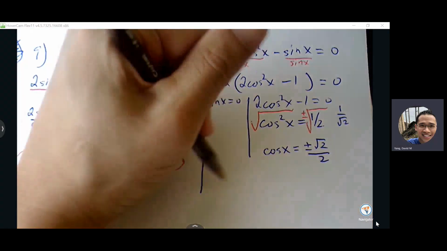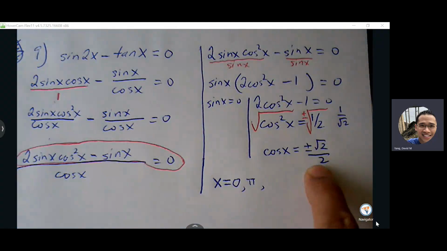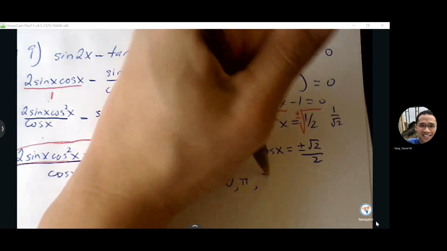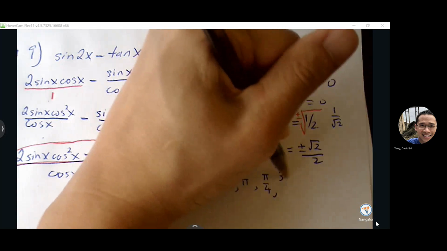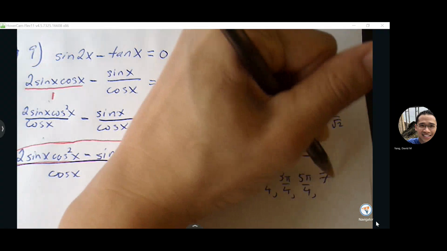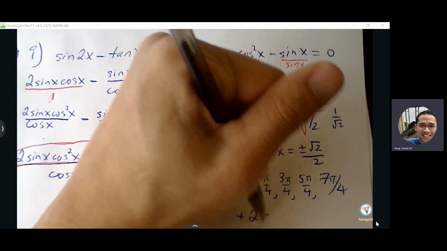Okay, so list out places where sine is equal to 0: 0 and pi. List out places where cosine is equal to root 2 over 2, basically all four quadrants, so everything in that pi over 4 family. Okay. It says all solutions, so plus 2 pi n.